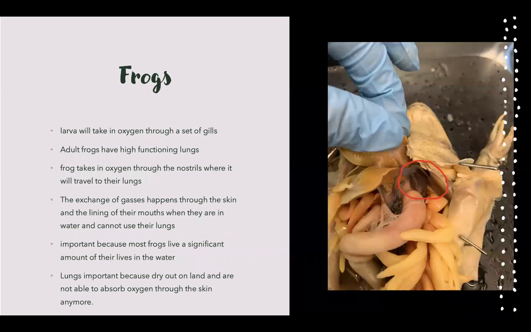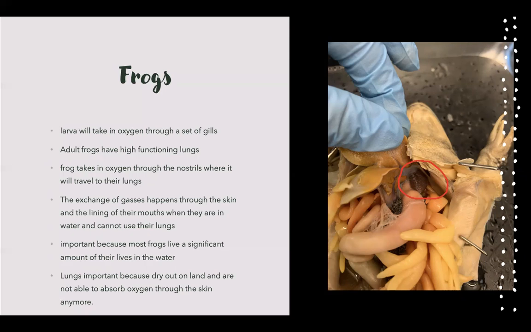Frogs have multiple ways of handling gas exchange. At the beginning stage of their life, frogs do not have a high functioning set of lungs, so the larva will take in oxygen through a set of gills. Adult frogs, on the other hand, have functioning lungs and are able to complete gas exchange with them. This occurs when the frog takes in oxygen through the nostrils where it will travel to their lungs, which you can see in the photo.